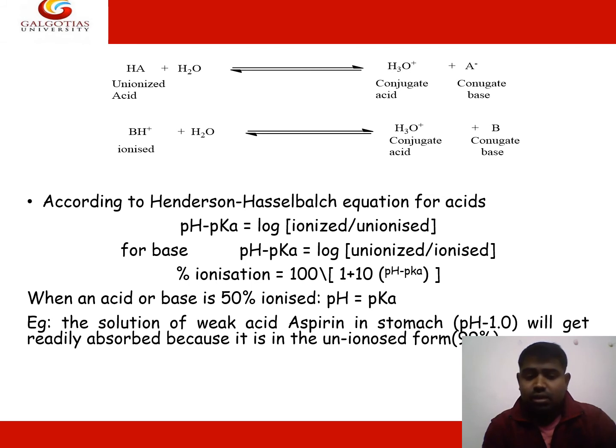For example, a solution of weak acid, aspirin, in the stomach, which has a pH of 1.0, will be readily absorbed because it is in unionized form, about 90%. So it will easily absorb from that particular area.